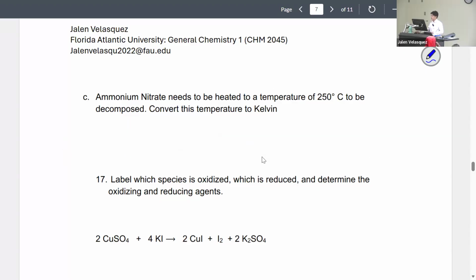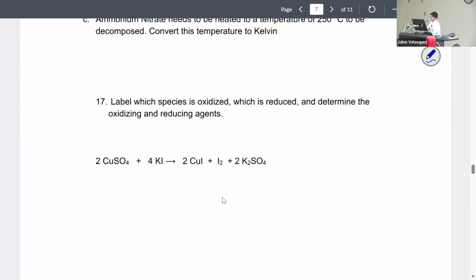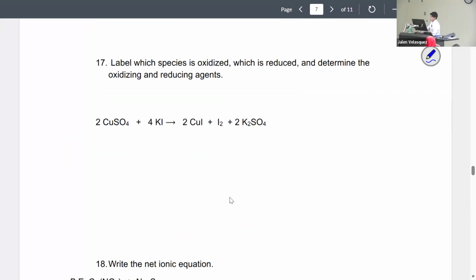All right. Number 17 here, label which species is oxidized, which is reduced, and then determine the oxidizing and reducing agents. So remember, in order to solve these redox reactions, you need to first assign the oxidation numbers to all of the elements in your compound, right? Then from there, you can compare both sides and see what's changing, right? So remember, we use the acronym OIL RIG.